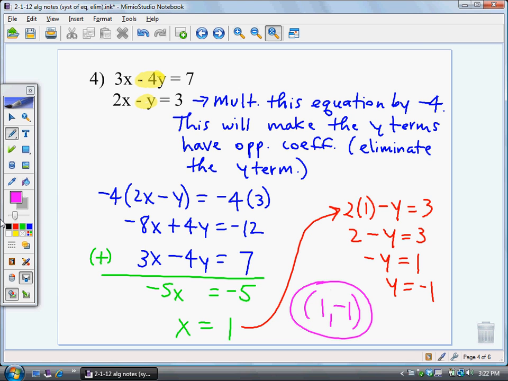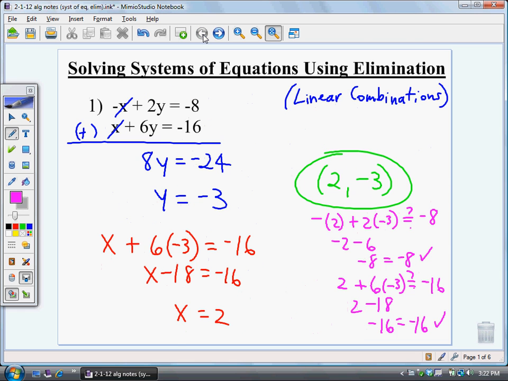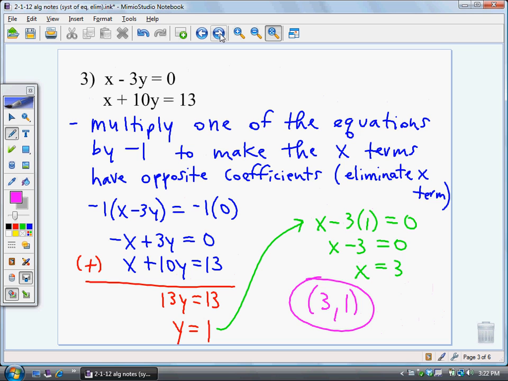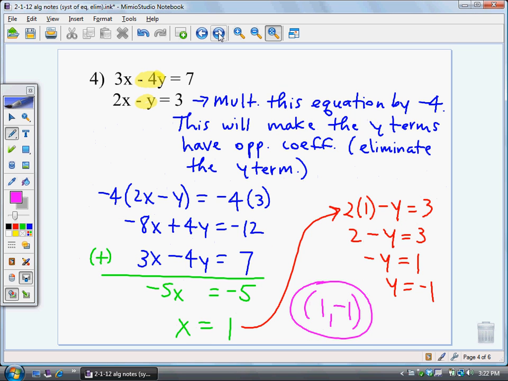I have one more example left. So far, in every example we've done, in the first one we just added and the x's went away. In the second one we just added and the y's went away. In the third one we had to multiply one of them by negative 1 before we added, and in the fourth one I had to multiply one by negative 4 before I added.